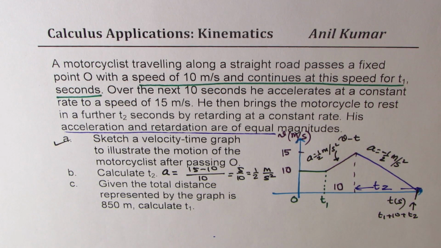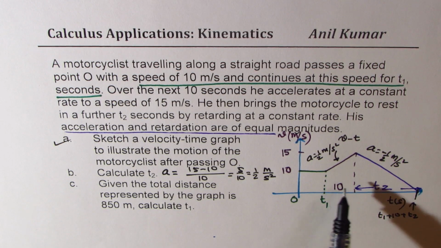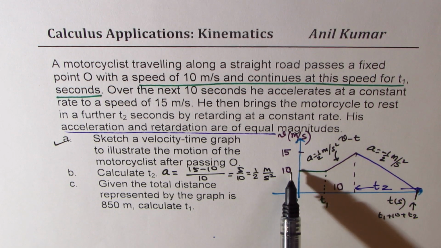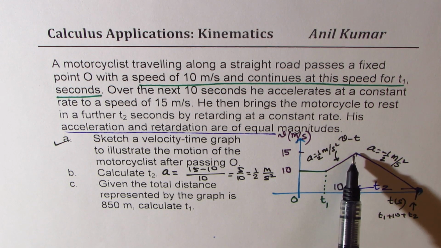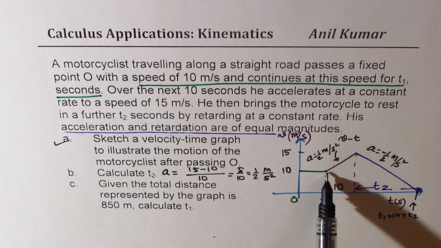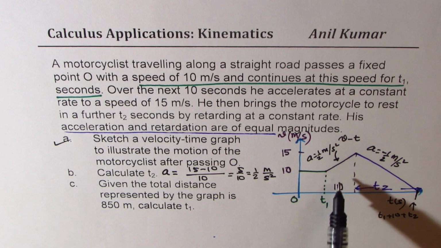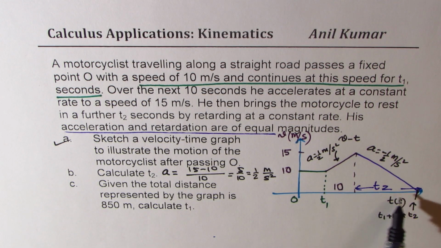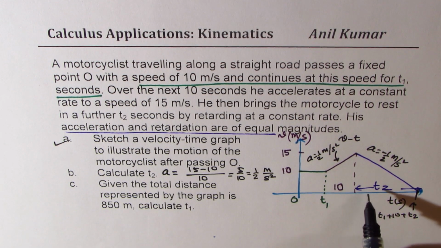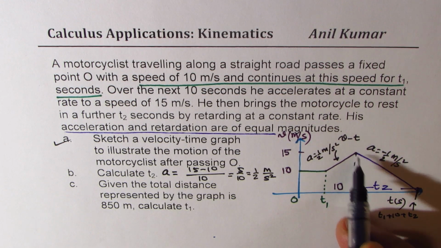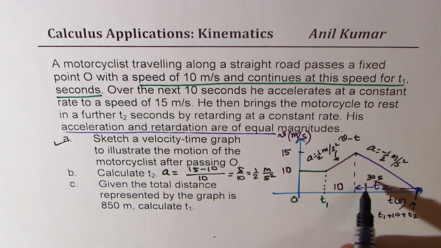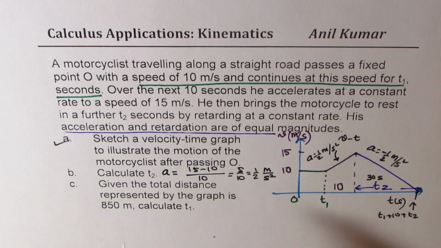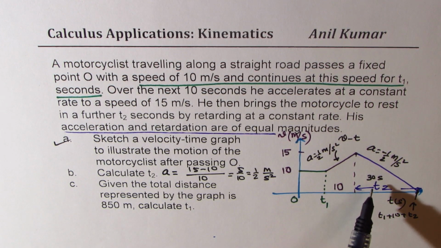Perfect. Now you can see that the object moved from 10 to 15. That means the velocity changed from 10 to 15 in 10 seconds. So what do we expect? We expect that it will change from 15 to 0 in 30 seconds. So this is one way, reasoning to give t2. Do you see that? So from reasoning also you can get the answer.